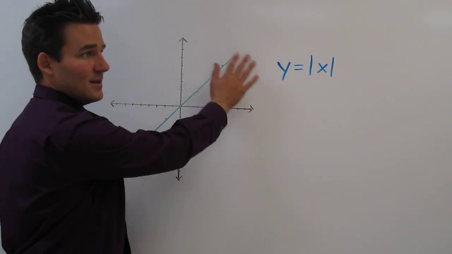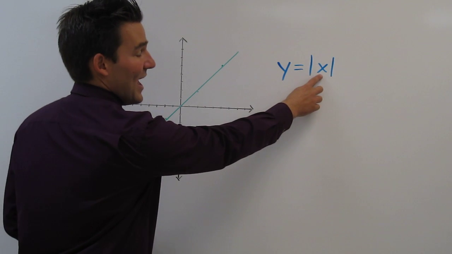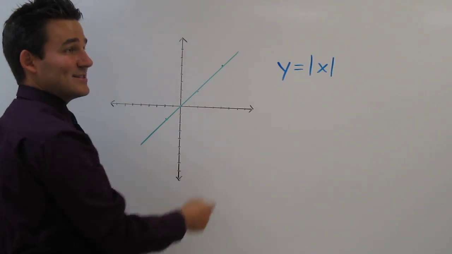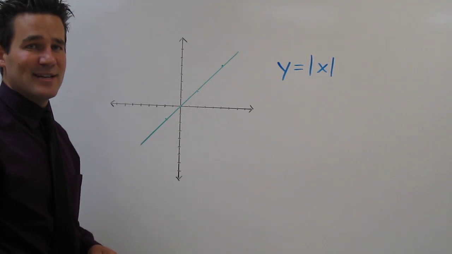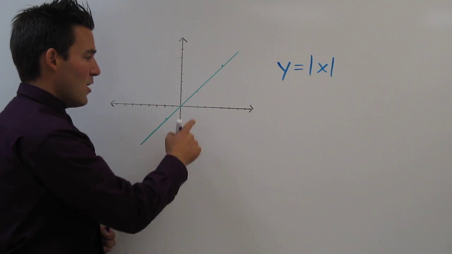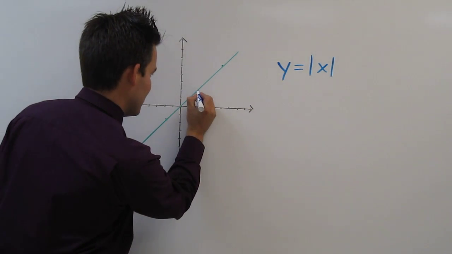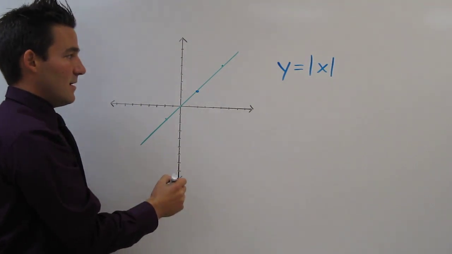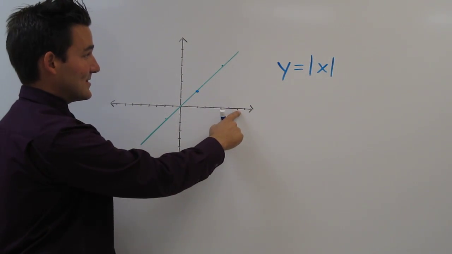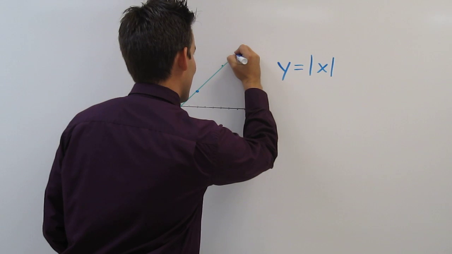Over here, in quadrant 1, when x is positive, y is still going to be positive and the same thing as x. So for example, when x is positive 2, y is positive 2. And when x is 6, y is 6.